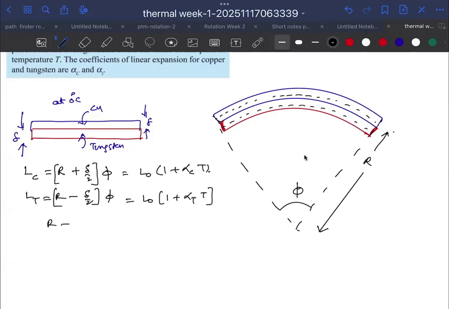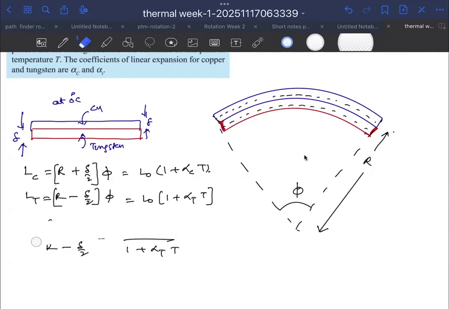So R plus delta by 2 by R minus delta by 2 is 1 plus alpha c T by 1 plus alpha t T. Now you need to solve this, by which you will get R as a function of delta. Otherwise, why should I do all these things? I got frustrated. What if I do the difference? I won't get R. That's the problem. I will get L naught.